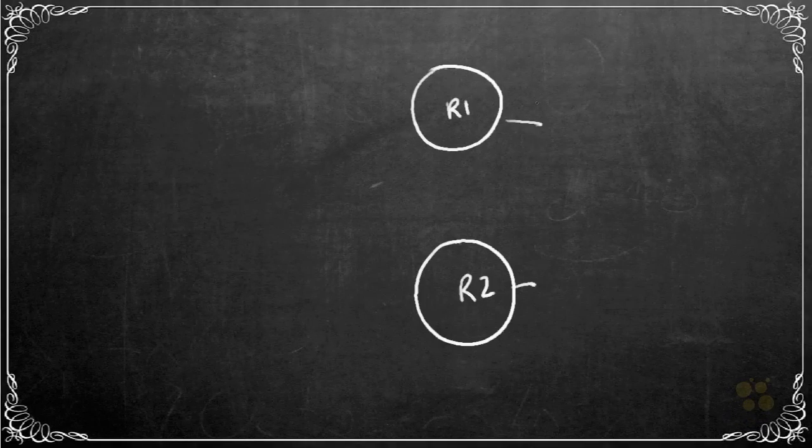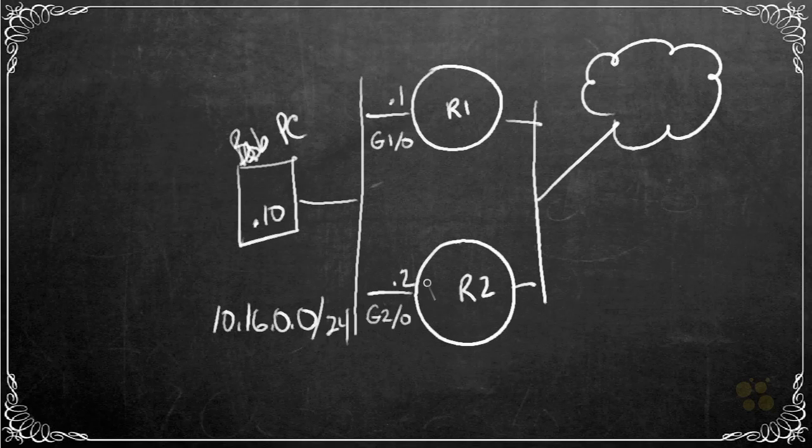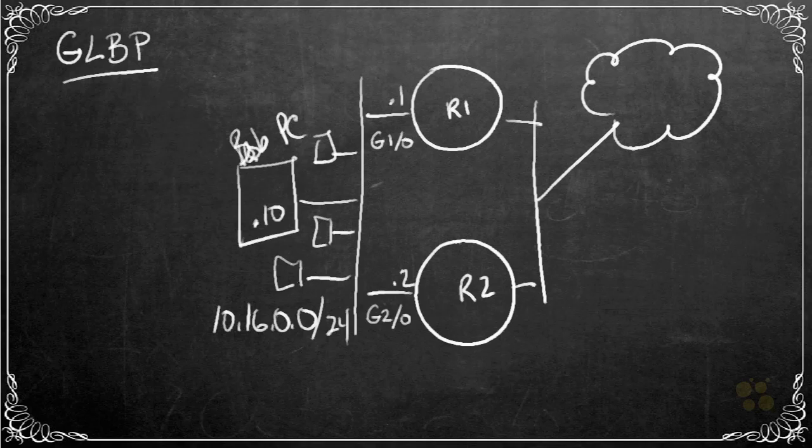So let's leverage this same logical topology again, but this time with Gateway Load Balancing Protocol. As a reminder, we've got R1 at the top. We've got R2 here on the bottom. They have their gig 1/0 and 2/0 interfaces respectively connected to the 10.16.0 network. R1 has the last octet of .1, R2 has the last octet of .2, and Bob's PC is at .10. And let's imagine there's other customers out here as well. So we have other devices that are all connected, and they've got their respective host addresses on that network.